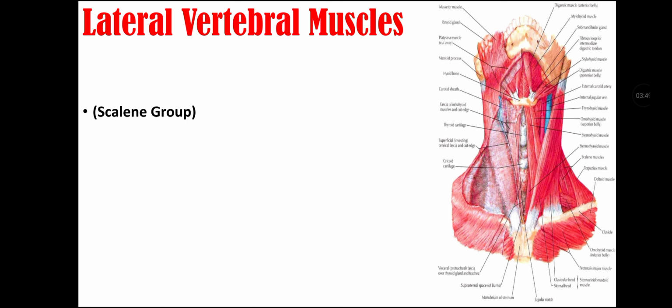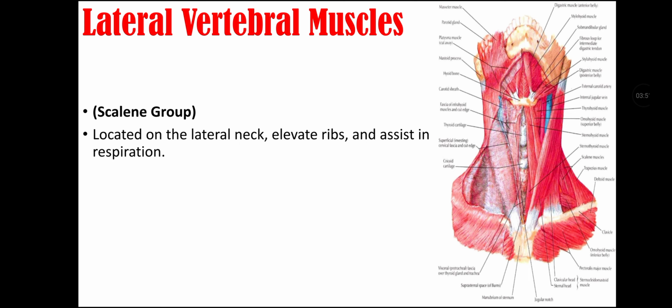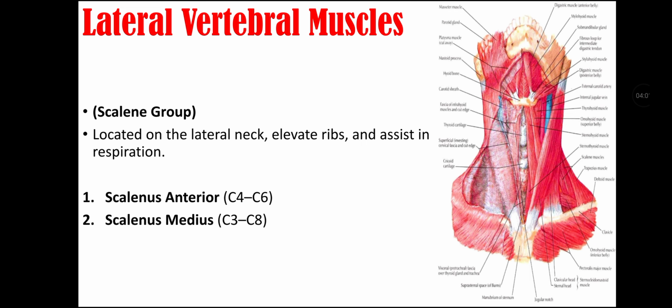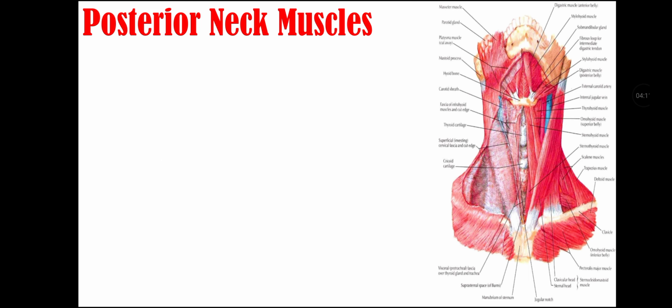Lateral vertebral muscles of the neck include the scalene group that are located on the lateral neck. They elevate the rib and assist in respiration. They include scalenus anterior muscle, supplied by C4 to C6. Second is scalenus medius muscle, supplied by C3 to C8. And third is scalenus posterior muscle, supplied by C6 to C8.